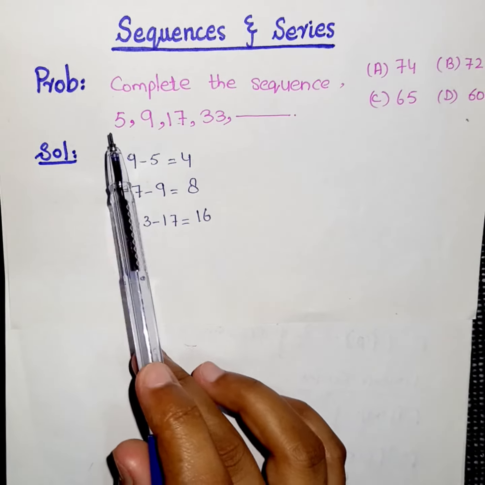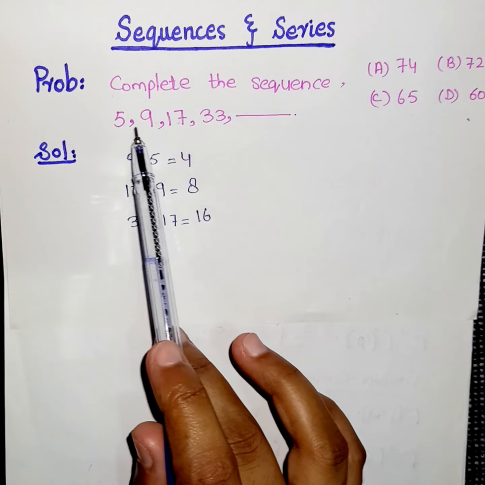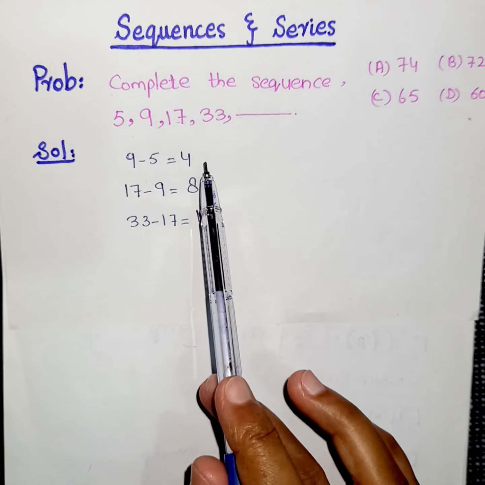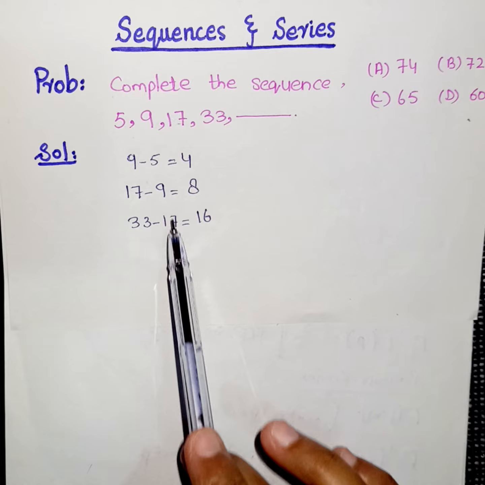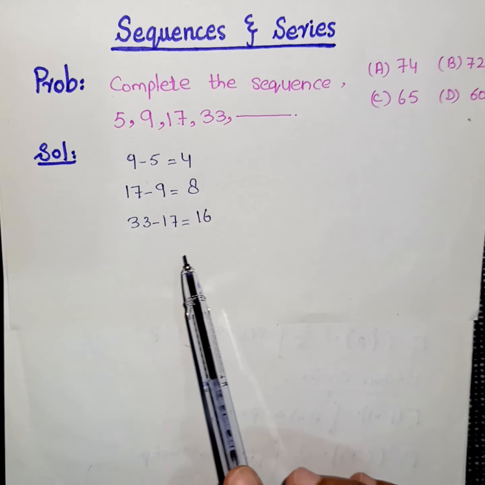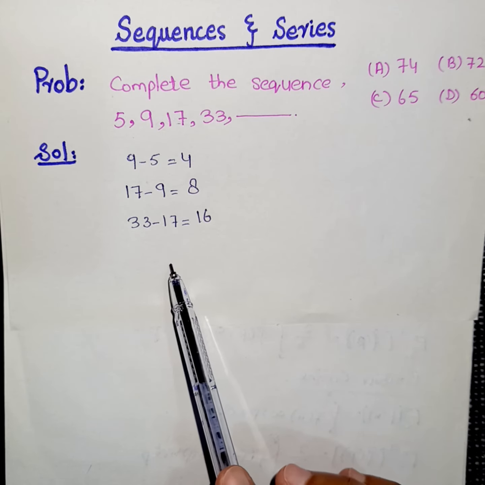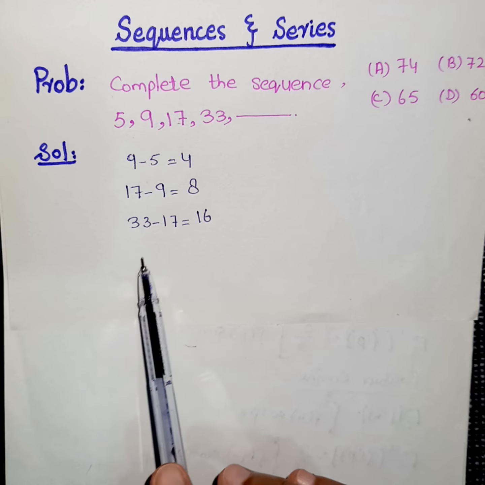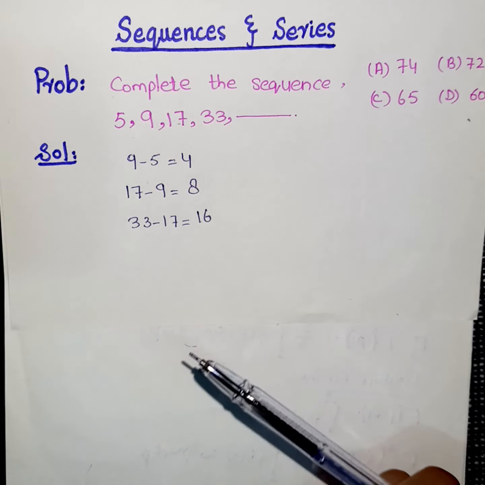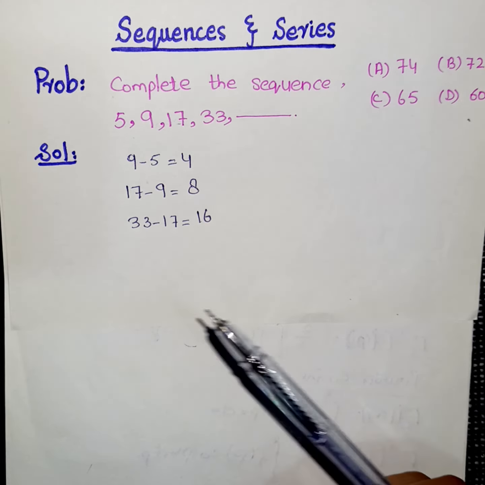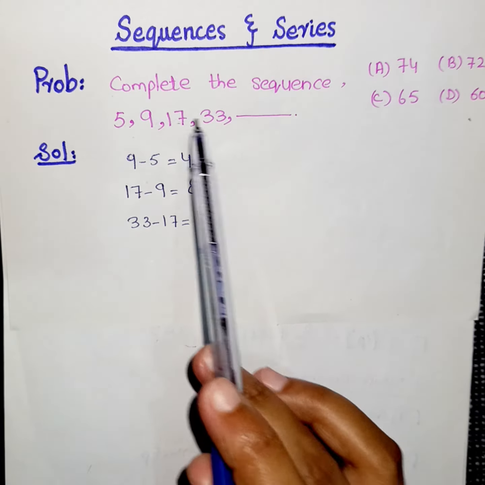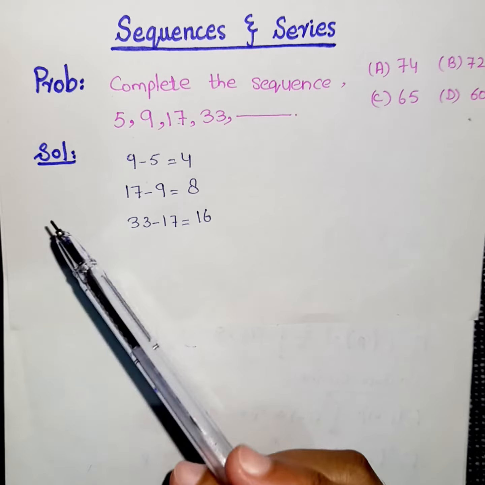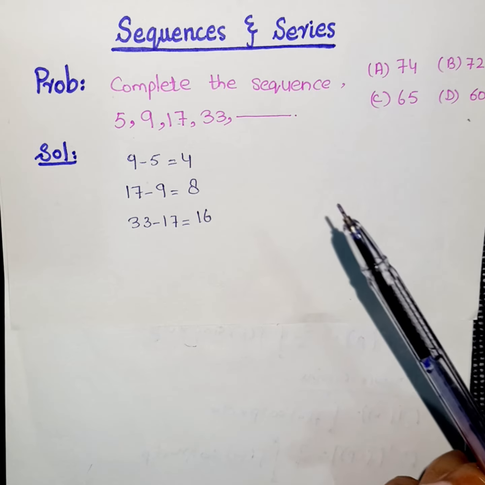Now students, here I can easily observe that the common difference of two consecutive terms is not the same. Means the common difference of 9 and 5 is 4, and so on, like 4, 8, 16 are not the same, so it is not an arithmetic sequence. In a similar manner, we can observe that the common ratio is not the same, so it is also not a geometric sequence.